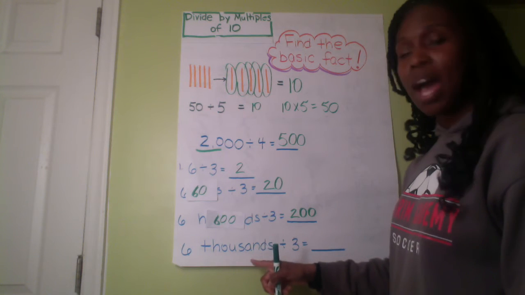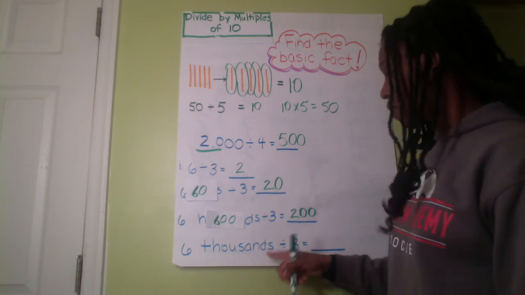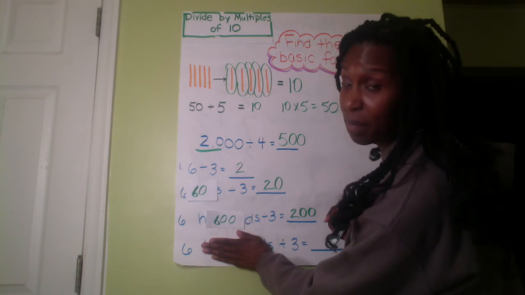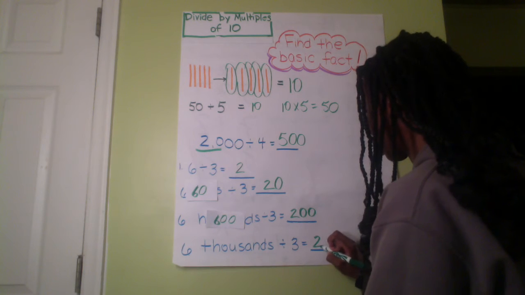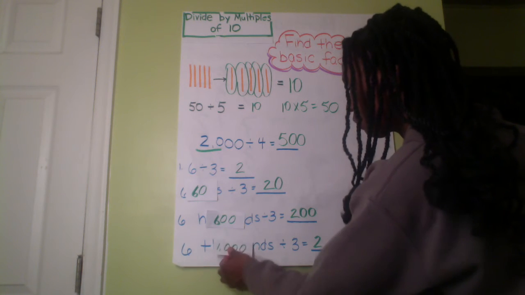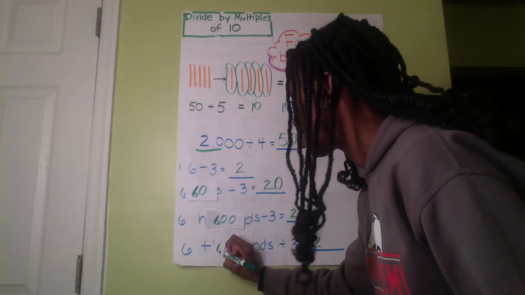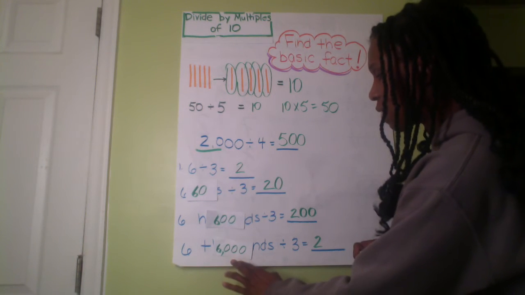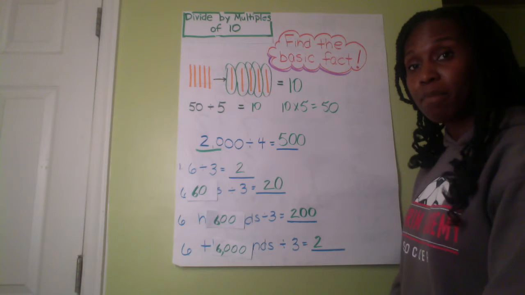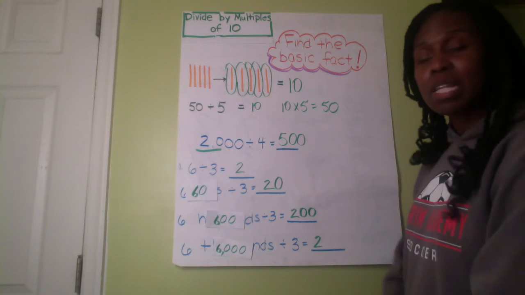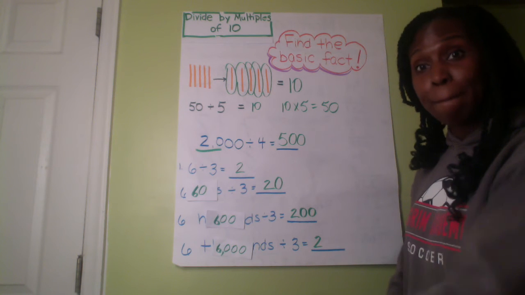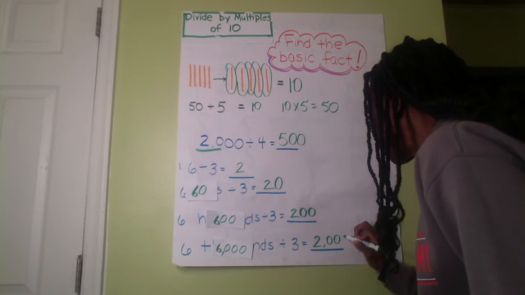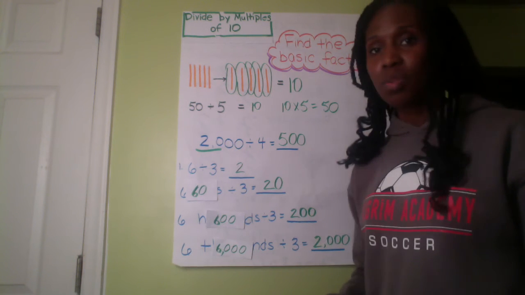I have 6,000 divided by 3. All right, again, the basic fact is 6 divided by 3, which is 2. Let me go ahead and write it out as a number. The number is 6,000. How many zeros do I have? 3. Guess how many zeros I'm going to add to my 2? 3. So 6,000 divided by 3 is 2,000.